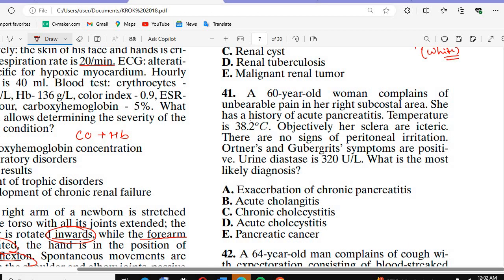So what you'll see: a 60-year-old woman complains of unbearable pain in the right subcostal area. So in the right subcostal area, what do we have? In the right subcostal area.